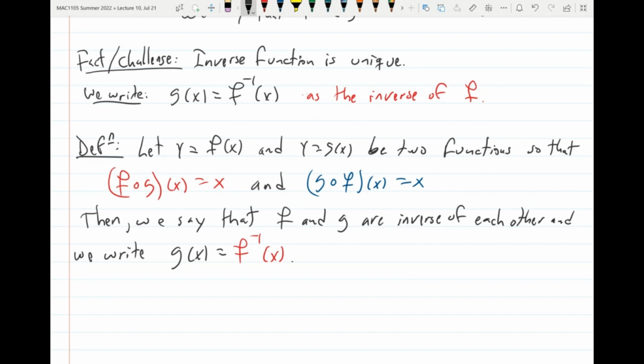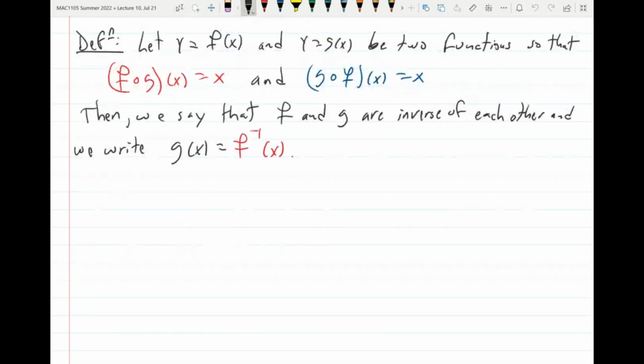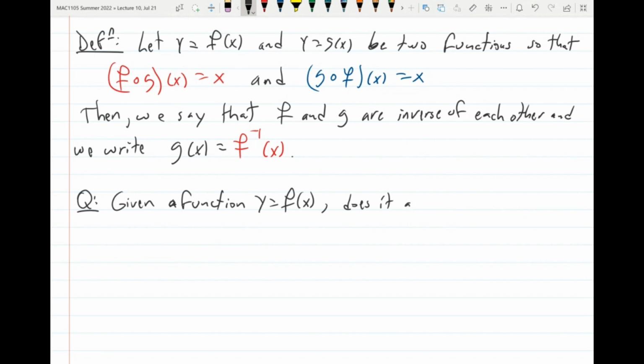Now another question is, okay, we're defining this idea. Now, does every function have an inverse? This is another question to ask, okay? So we're defining this notion. So then, is it true that if I give you a function, you are always guaranteed to find an inverse? So let's try to address this question. So question: given a function y equal f of x, does it always have an inverse?